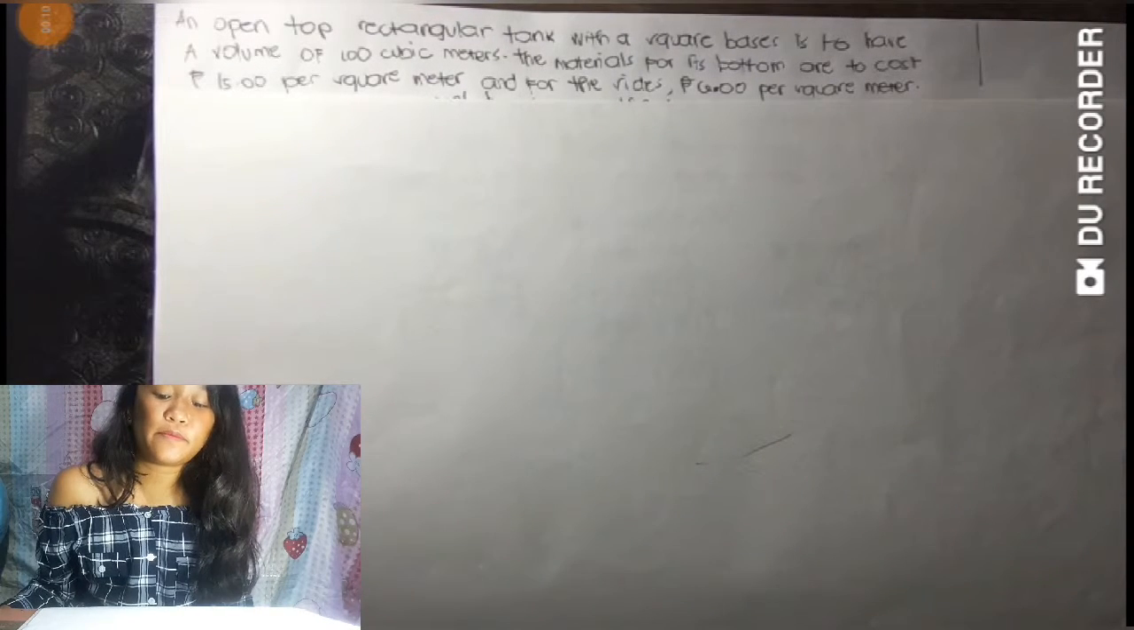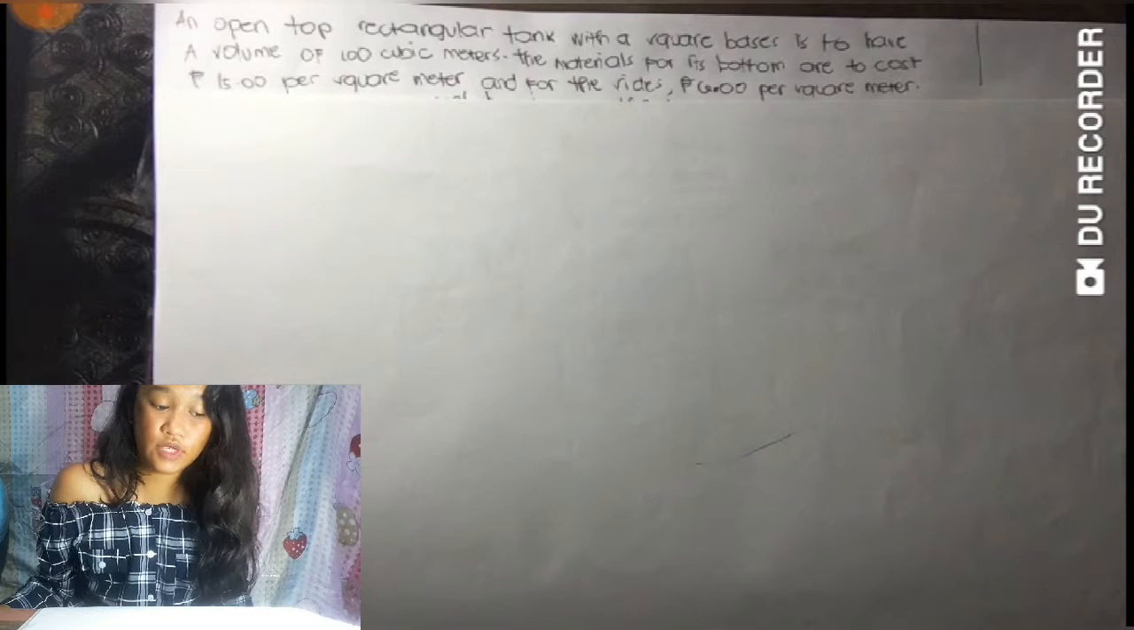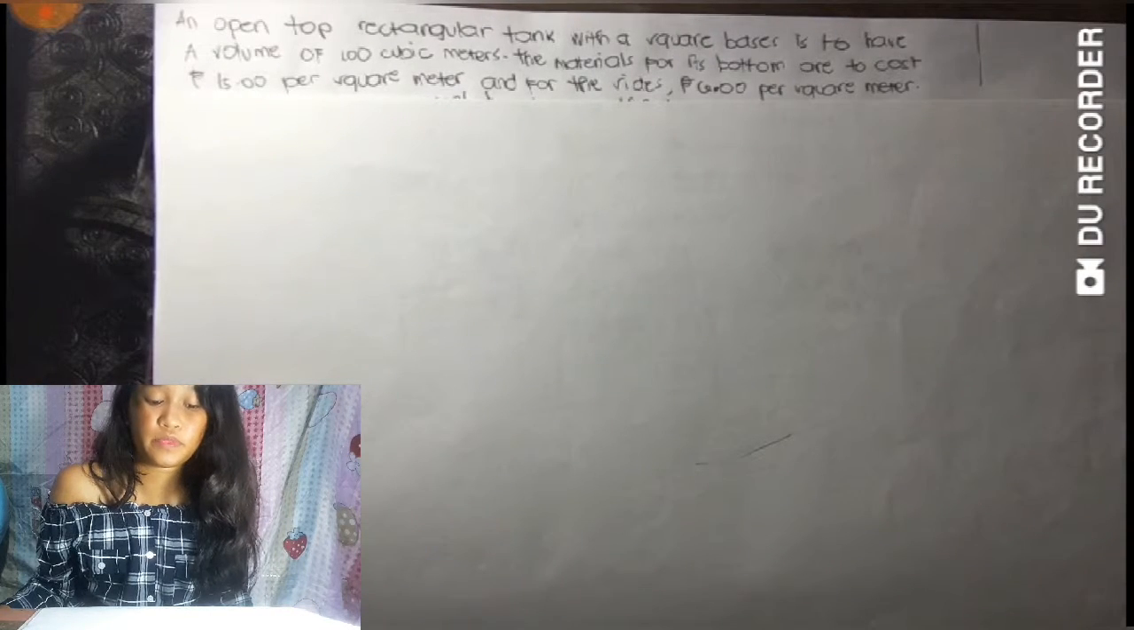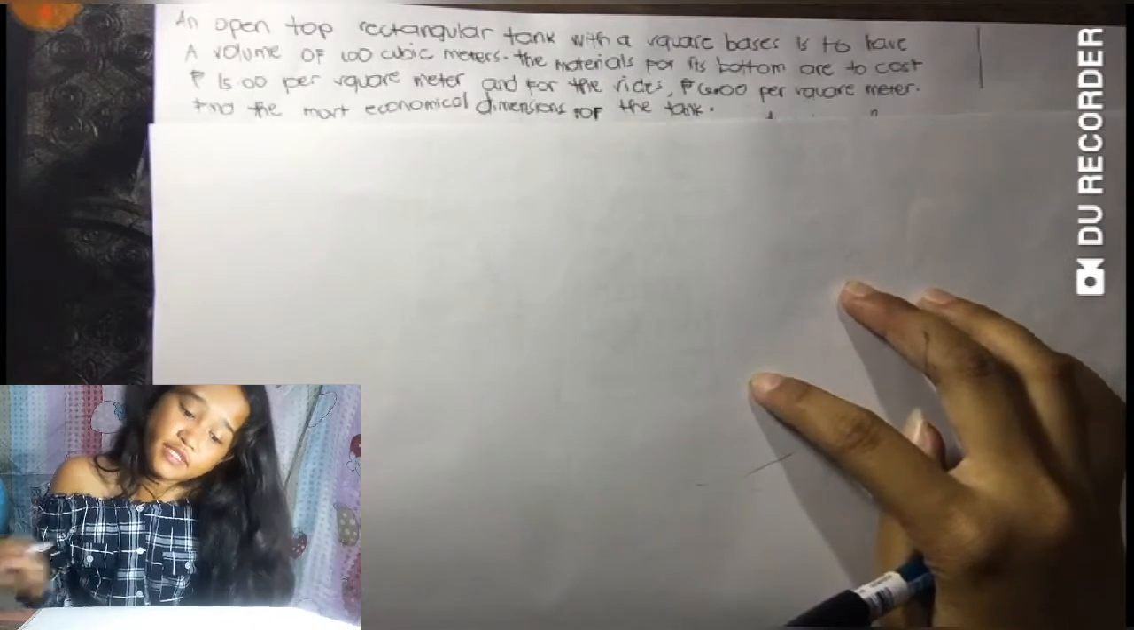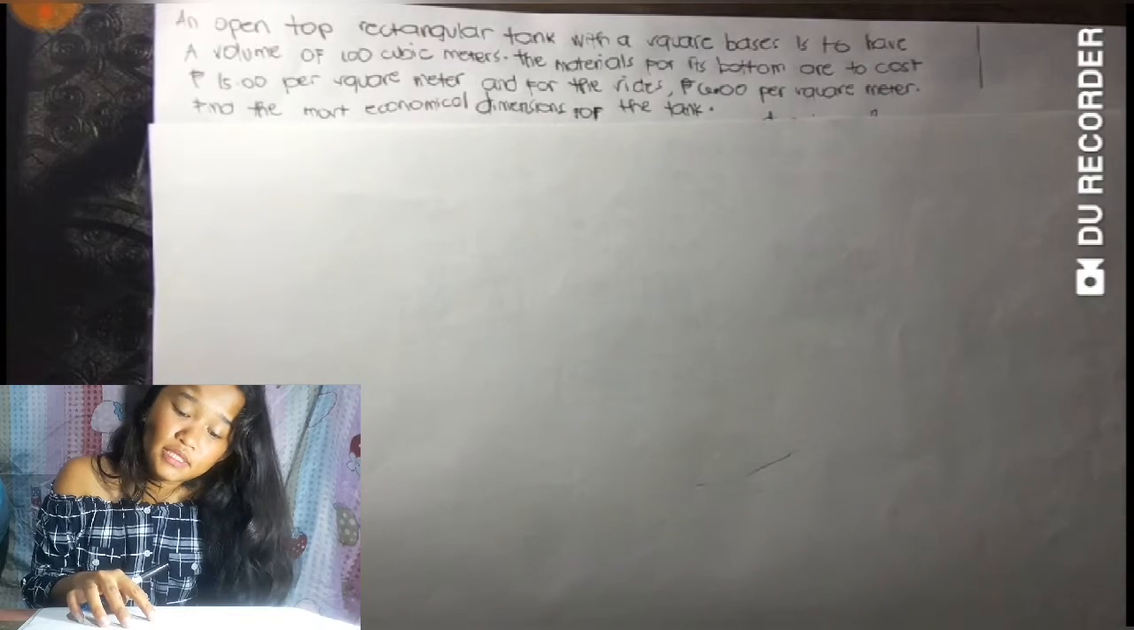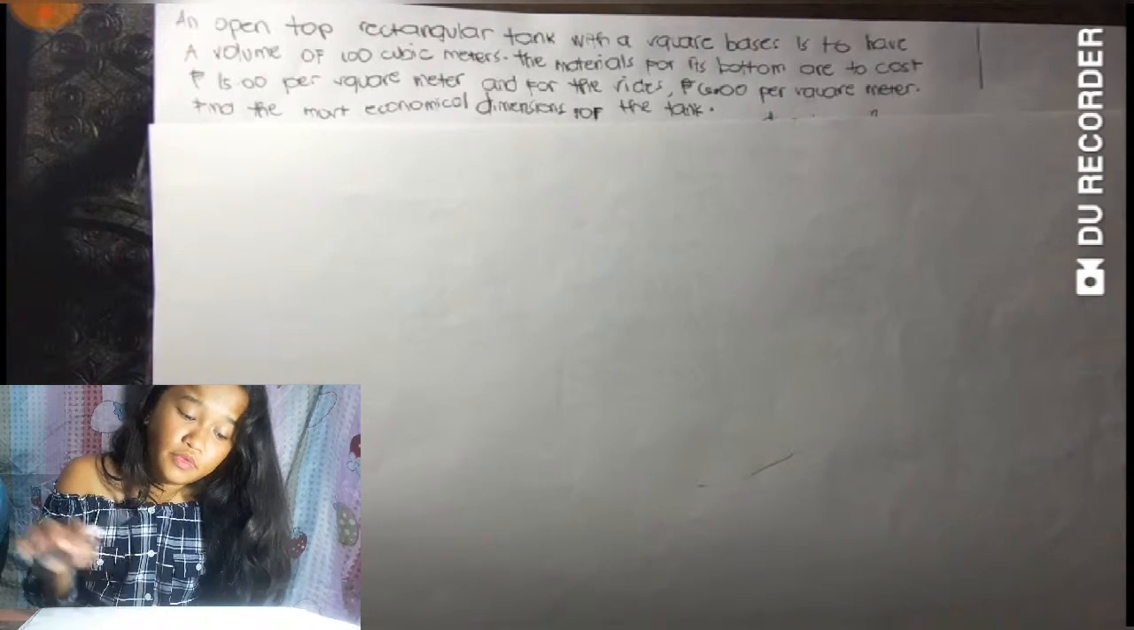An open-top rectangular tank with a square base is to have a volume of 100 cubic meters. The materials for its bottom are to cost 15 pesos per square meter, and for the sides is 6 pesos per square meter. Find the most economical dimensions for the tank.